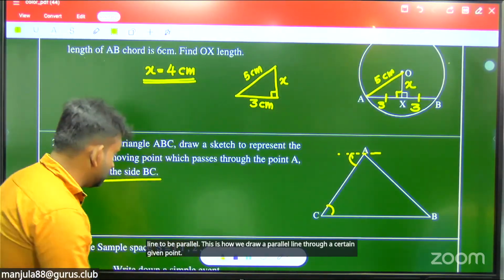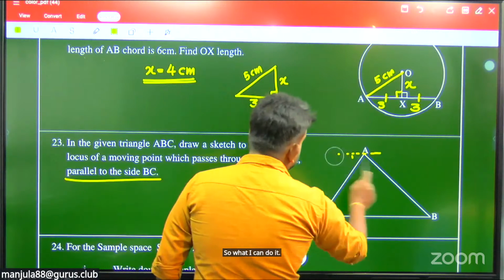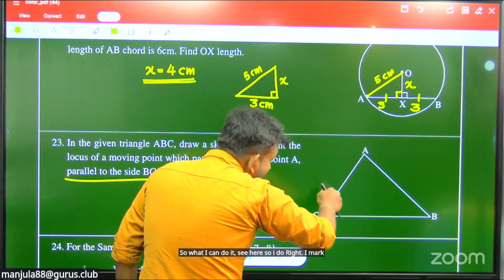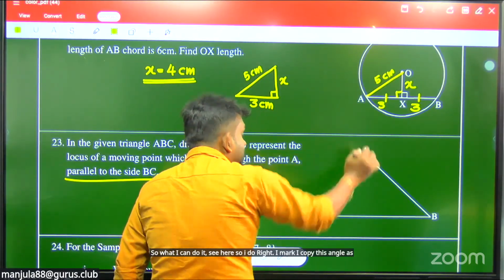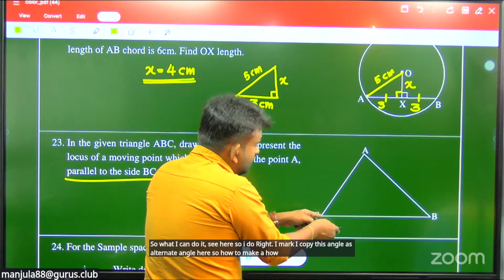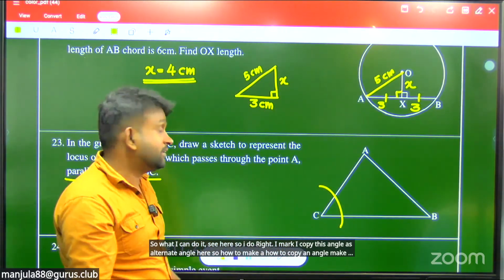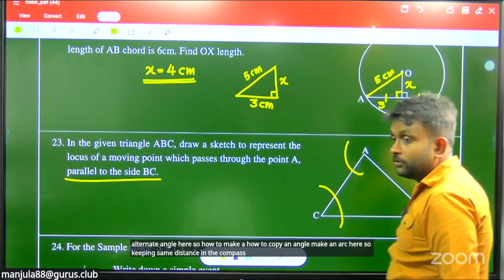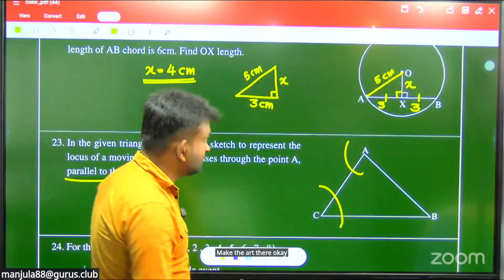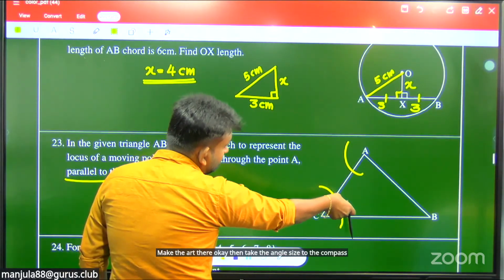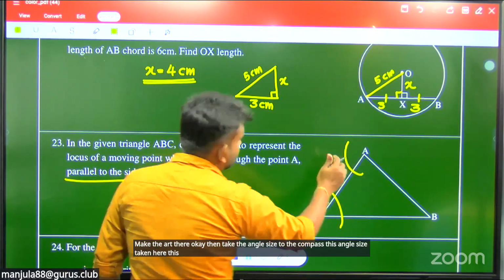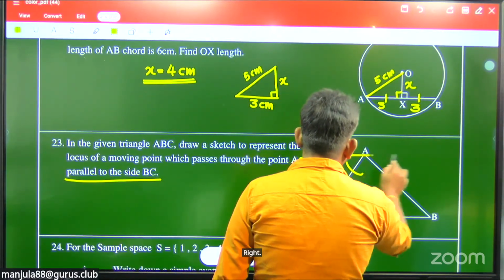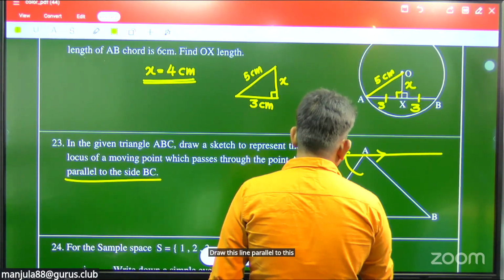So what I can do, see here. I mark here, I copy this angle as the alternate angle here. How to copy an angle? Make an arc here. Keeping the same distance in the compass, make the arc there. Then take the angle size with the compass, and mark the angle size there. Then draw this line parallel to this line.